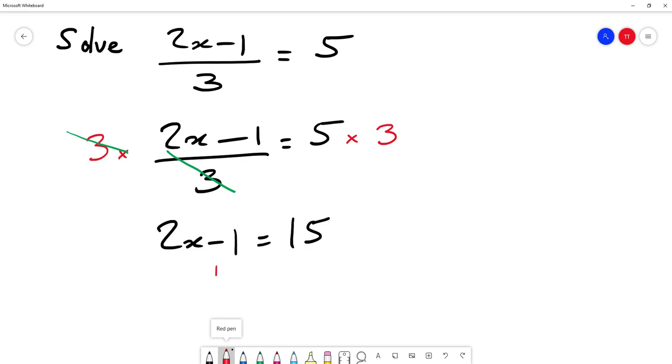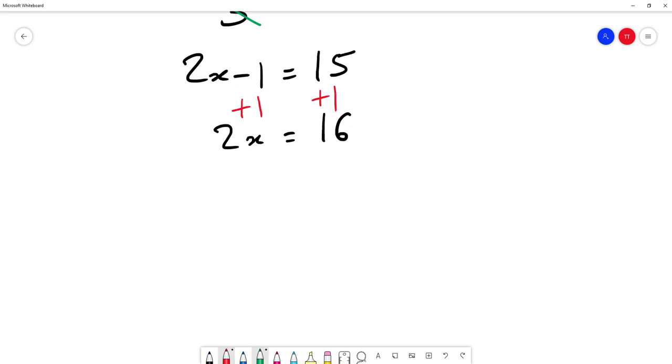Do the opposite of minus 1, which is plus 1 on both sides. 2x equals 16. Don't forget, 2x means 2 times x, so the opposite of times is divide. So divide by 2 here. Divide by 2 here. So x equals 16 divided by 2, which is 8.